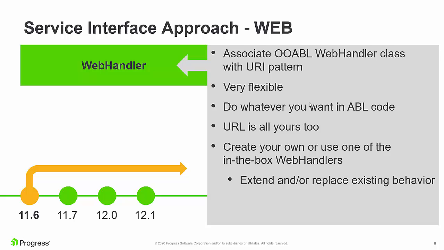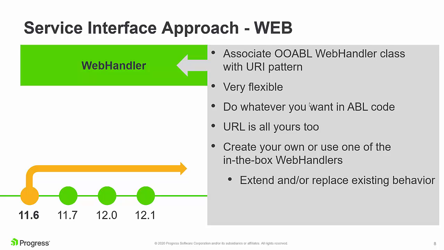So, web handlers have been available since OpenEdge 11.6 onwards and can only be used in combination with PASOE, or Progress Application Server for OpenEdge, that we released in 11.5 onwards. What you effectively do when working with web handlers is mapping or associating an OOABL web handler class with URI patterns. It's extremely flexible as you'll have total control of the incoming HTTP request and outgoing HTTP response and the URL. And all of that is written in ABL. How cool is that?